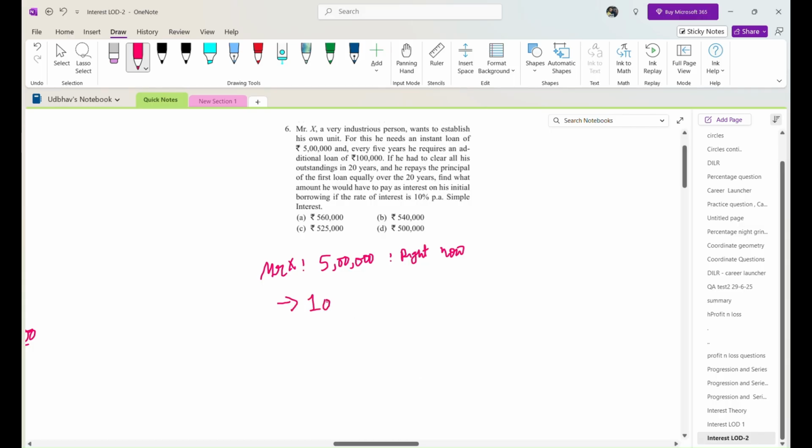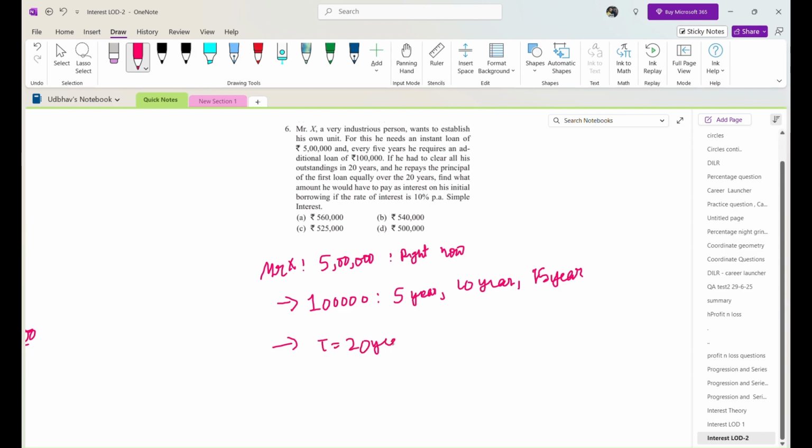he will take 1 lakh rupees at 5 year, then at 10 year, then at 15 year, and he needs to clear all the debt in 20 years. So total time he has is 20 years. Okay, he will repay everything in 20 years.